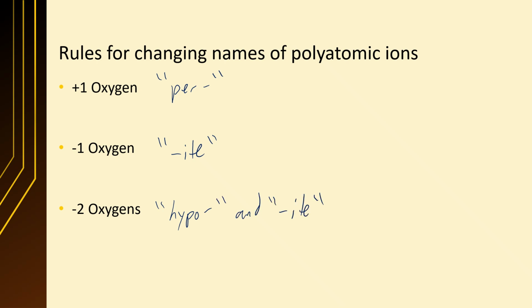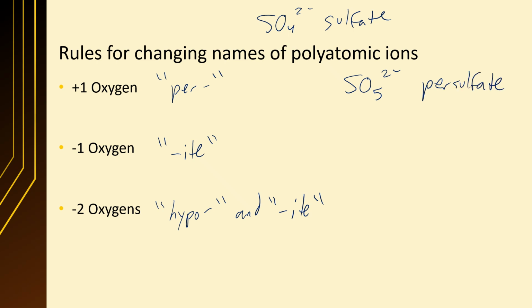Okay, so let me give you an example. Let's do sulfate. SO4 2- is sulfate. And that's the normal formula for sulfate. If I have an extra oxygen, SO5 2-, this is persulfate. I added the prefix per.